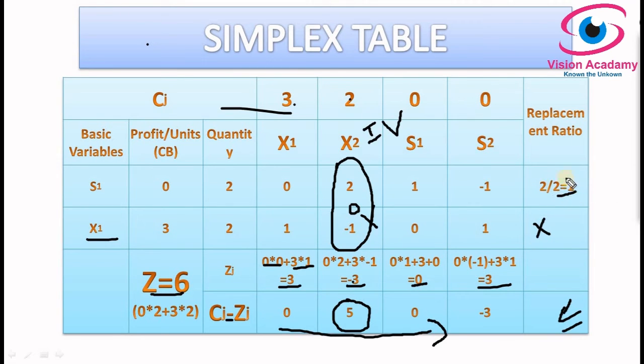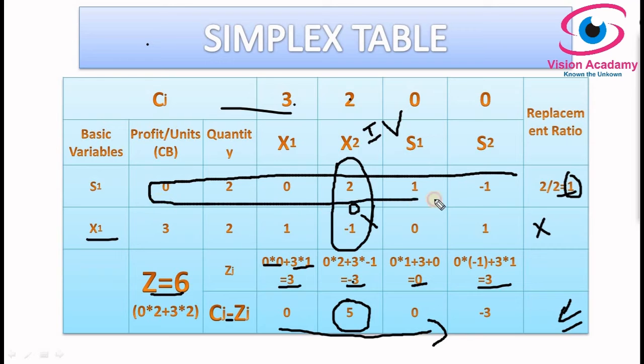And since there is only one replacement ratio, I will consider it the least positive value, and for the next iteration this row will be the outgoing variable, which means S1 is the outgoing variable. We found the incoming variable, the replacement ratio, and the outgoing variable. The intersection of the incoming and outgoing variable is the key element for the next operation, which means 2 is the key element. So again we have to form the identity matrix, and after forming it we will form a simplex table again.